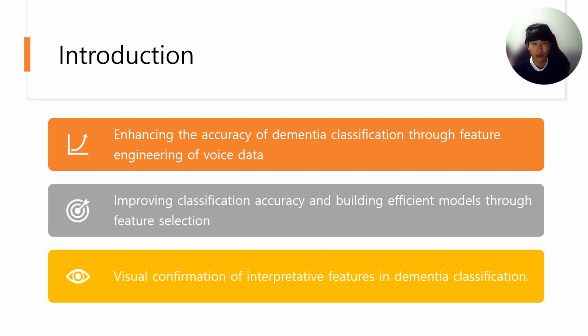This paper conducted dementia classification using voice data with three main objectives. First, enhancing the accuracy of dementia classification through feature engineering of voice data. Second, improving classification accuracy and building an efficient model through feature selection. Third, visual confirmation of interpretative features in dementia classification.